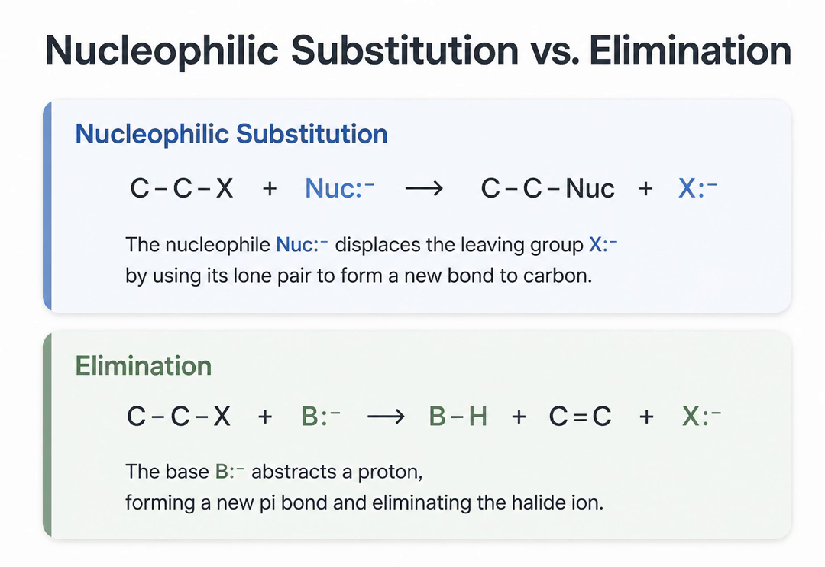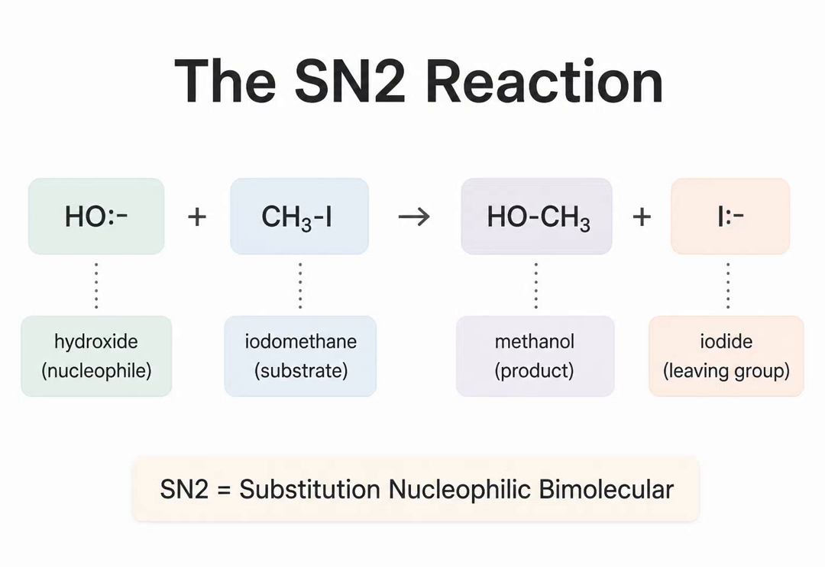Because most nucleophiles can also act as bases, these two pathways often compete. The preference for one over the other depends heavily on the specific reaction conditions and the structure of the alkyl halide. Let's focus on a specific type of substitution, the SN2 reaction. SN2 stands for substitution nucleophilic bimolecular. Consider the reaction between a hydroxide ion and methyl iodide to form methanol.